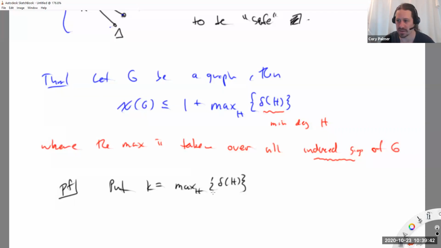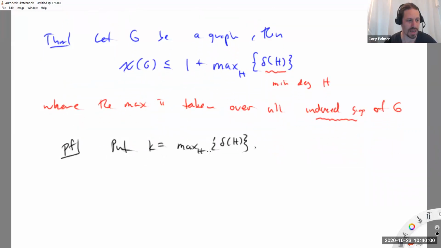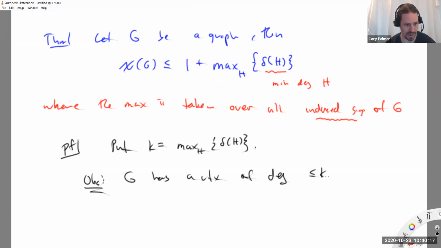And indeed, this can be done. I mean, it's just setting equality here, but this quantity can be computed, right? You can determine the minimum degree of every induced subgraph. There are only finitely many. Find all of them, check the minimum degrees, right? It's something that exists. Although as an algorithm, that might be costly, but I'm just trying to prove the bound here, right? Okay, so now observe that G has a vertex of degree at most K.